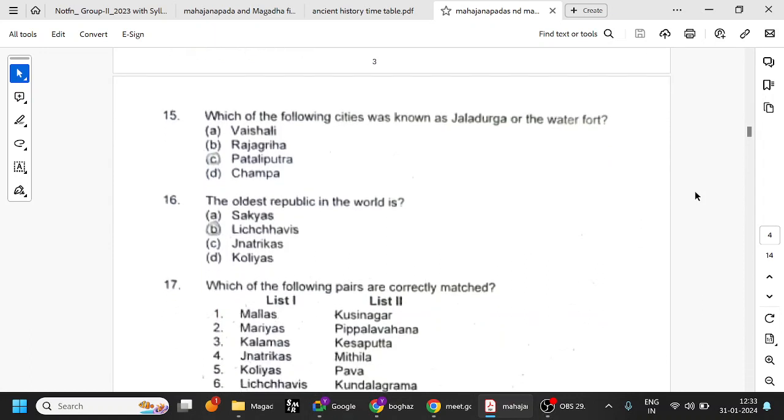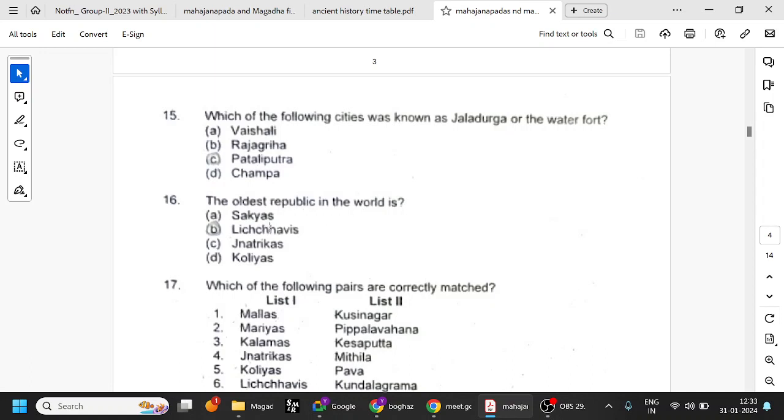Which of the following cities were known as Jaladurga or Waterfort? Basically, Patliputra. Initially, Rajagriha was the capital of the Magadha kingdom. Later, Udayan shifted it to Patliputra. Remember it very well. Udayan shifted it to Patliputra. And also, we've seen Kalashoka also shifted the capital to Patliputra. Champa is the capital of Anga.